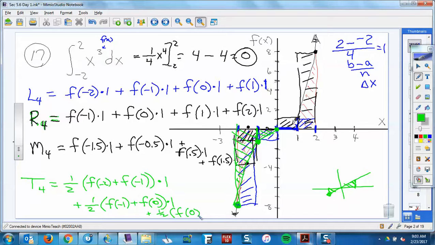You reuse those, except the ones at the ends. So f of 0 plus f of 1 times 1. And then plus 1/2, we got one more trapezoid, f of 1 plus f of 2, all times 1. You notice that you use all of those 5 edges when you're doing a trapezoid, because f of 0 is the left edge of your first trapezoid, and then f of 2 is the right edge of your last trapezoid, but you only use those once, the ones in between you use twice.